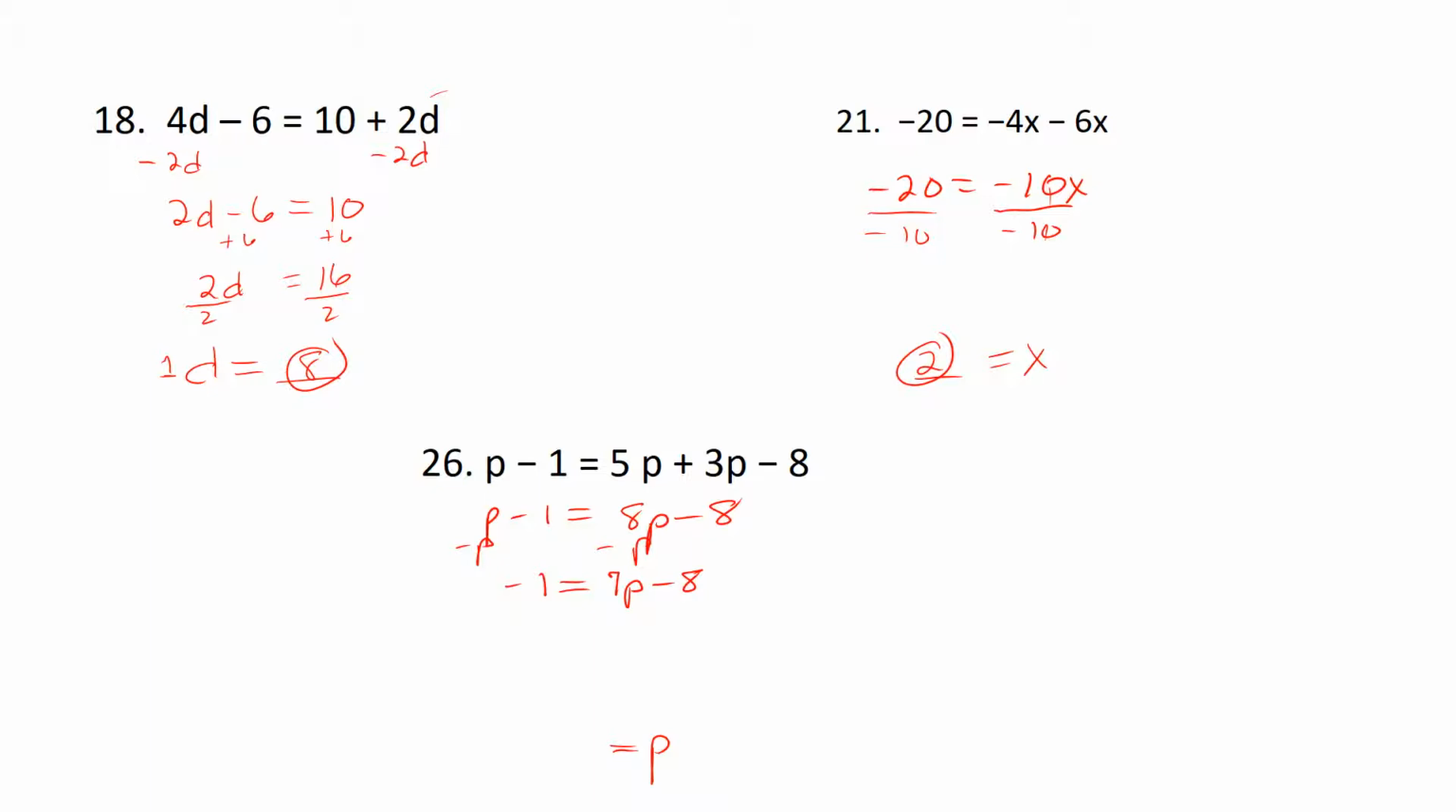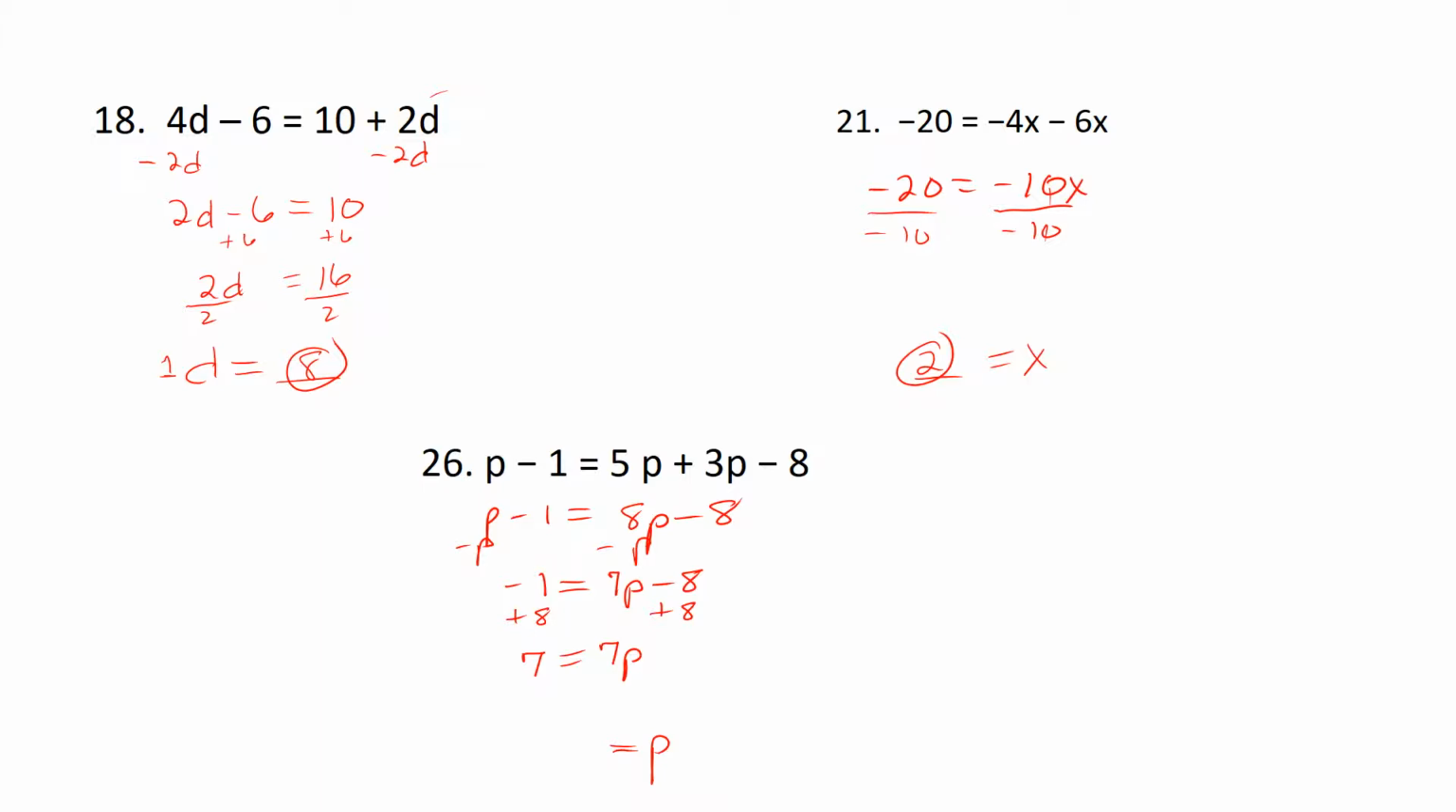So I need to get rid of the 8. Again, I'll do the opposite. Same thing on the other side to keep them equal. Negative 1 and positive 8 is a positive 7. 7p, we haven't messed with that yet. Negative 8 and positive 8, that's gone.